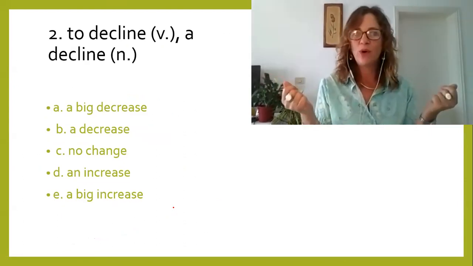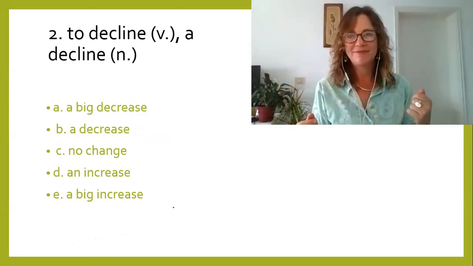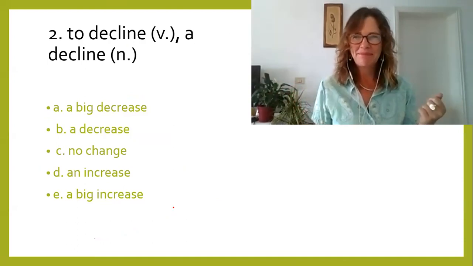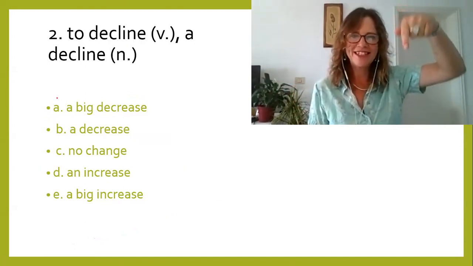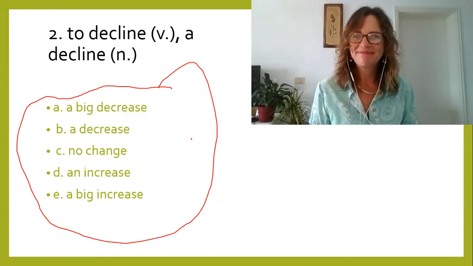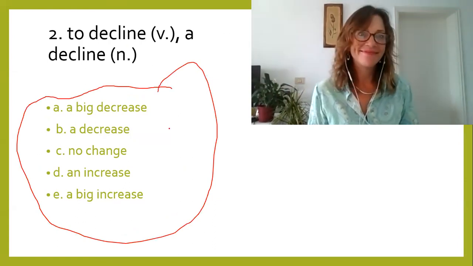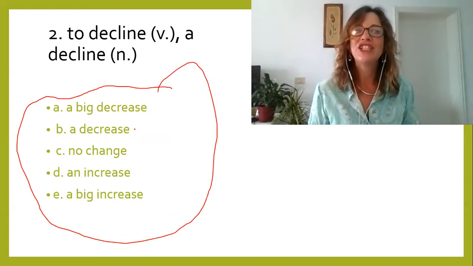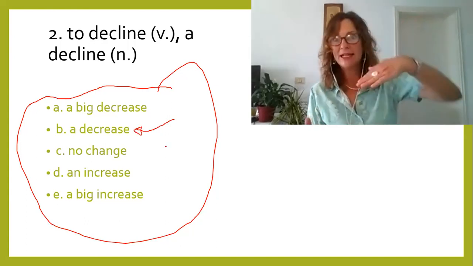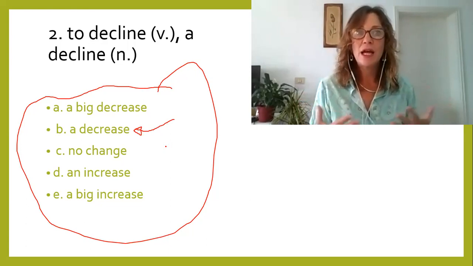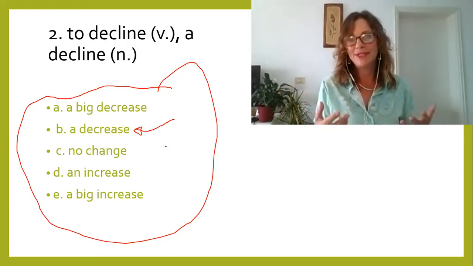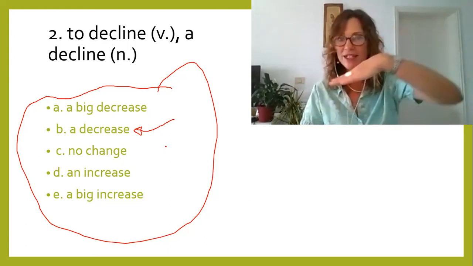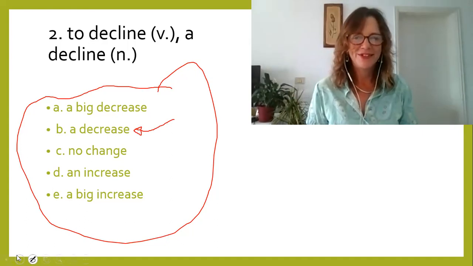To decline or a decline. What am I describing? Have a look at our options. Which one do you think it is? Yeah, to decline is just a decrease. You know, it doesn't mean a particularly big decrease. Then you would have to say a big decline, but decline is just a decrease. Try another one.